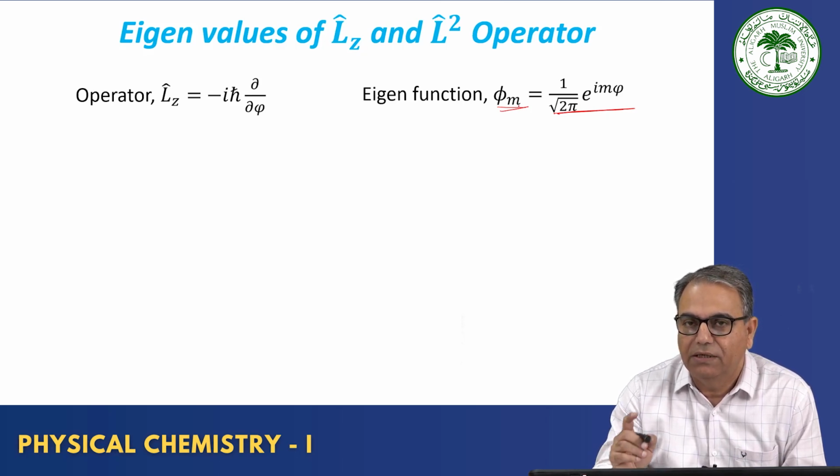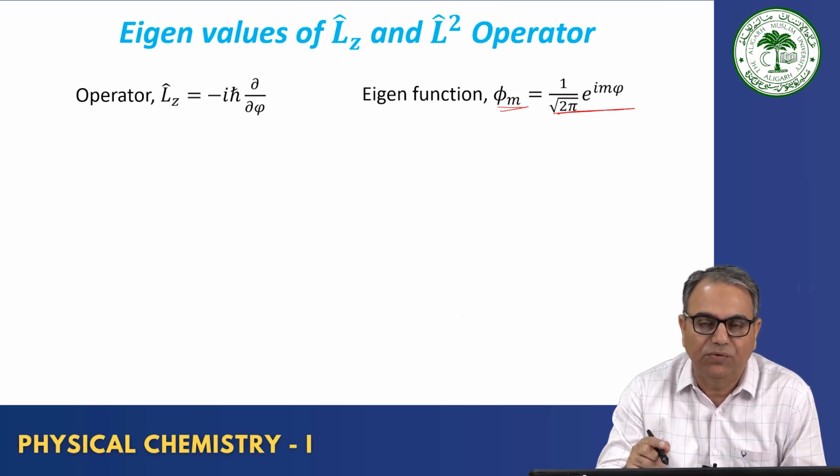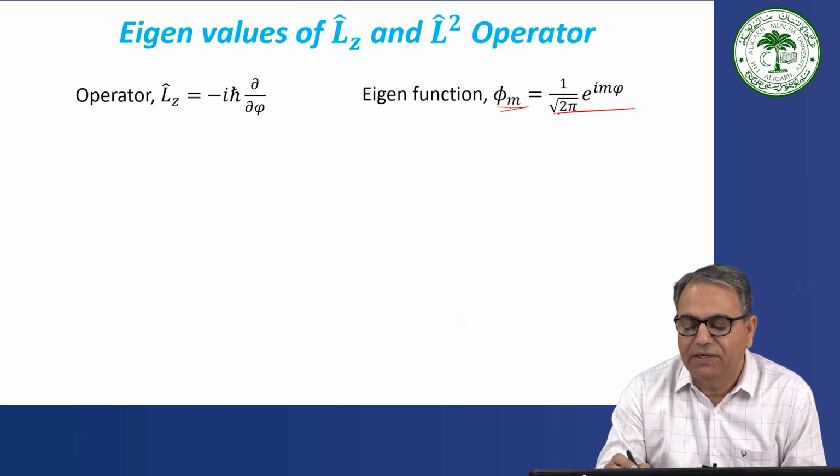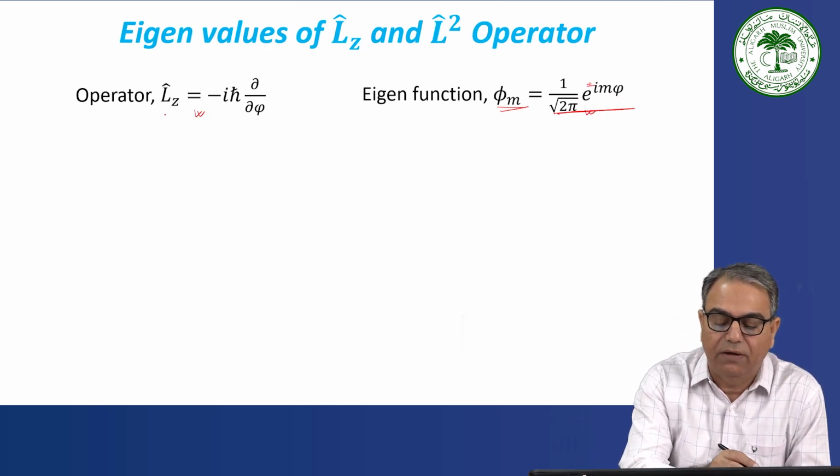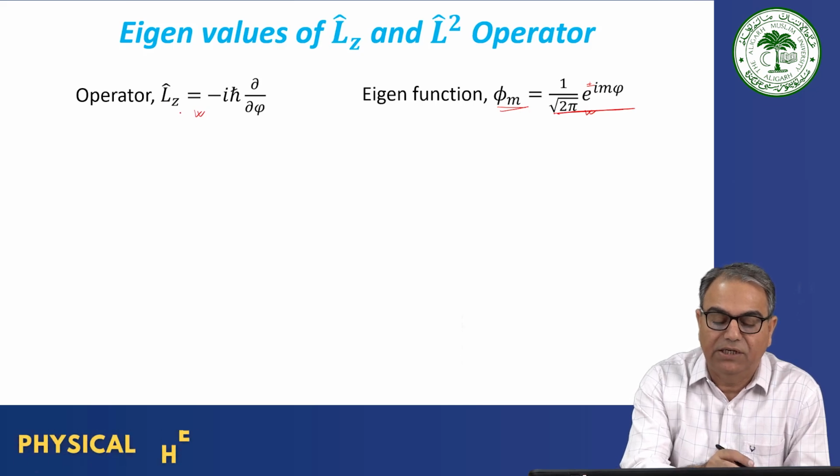For the hydrogen atom or the rigid rotor, the three equations we got were the phi equation, the theta equation and the R equation, and I said the simplest one was the phi equation, so we did the phi equation first in the rigid rotor. After normalization, we got 1 by root 2 pi as the normalization constant, and the solution is exponential plus minus im phi.